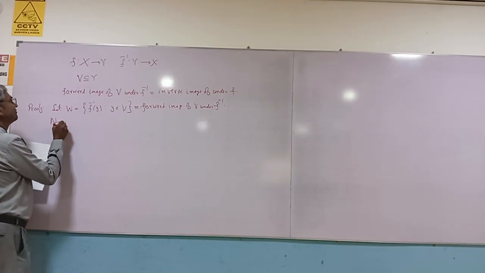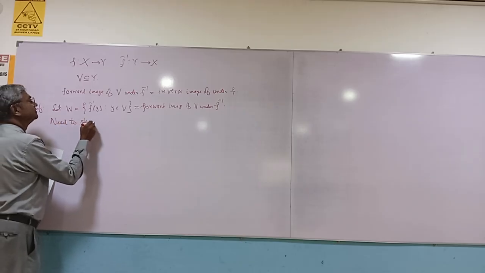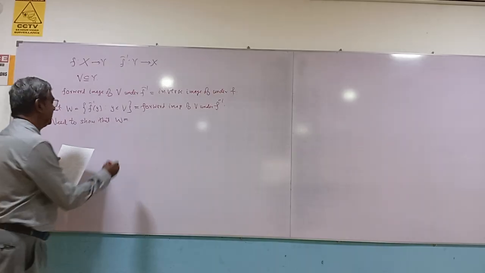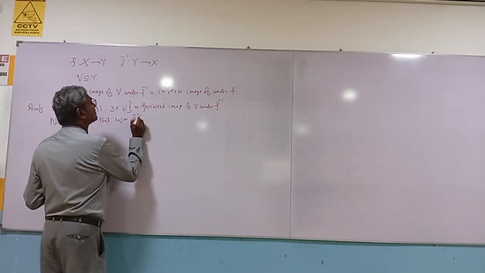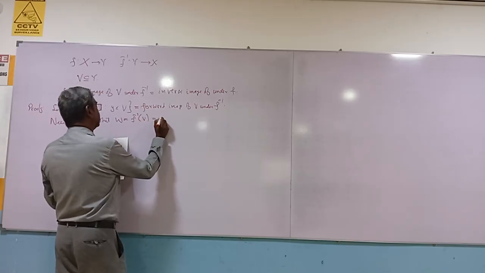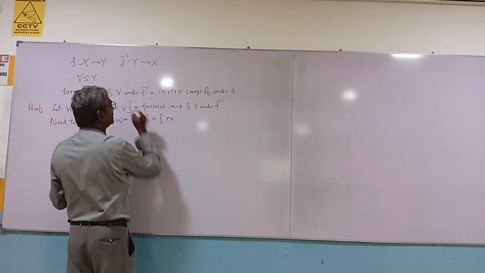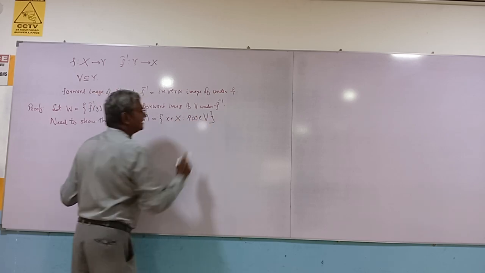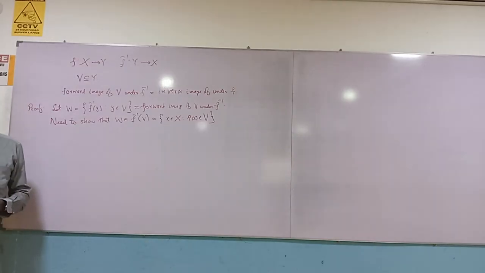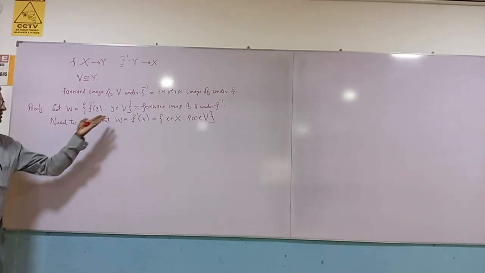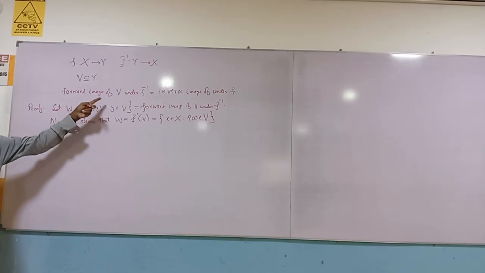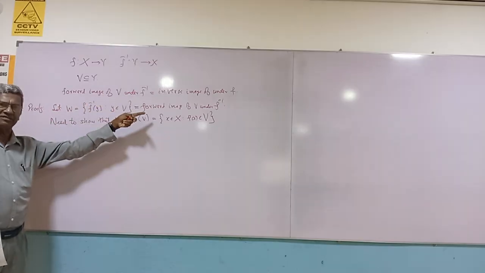We need to show that W is equal to f inverse V. What is the meaning of f inverse V? It is the set of all x belongs to X such that f(x) belongs to V. This is the meaning of f inverse V. Right? Whether f is 1 to 1 or not, we don't need anything to define f inverse V. Here, however, this is the image of V under f inverse.